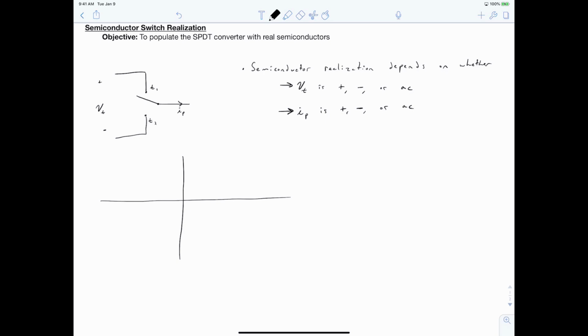In our map, or our chart, we can label the y-axis as the polarity of our pole current, so the top is positive current, the bottom is a negative current. And our x-axis can be the polarity of our throw voltage. So VT positive on the right, or on the east side, and VT negative on the left or on the west side.